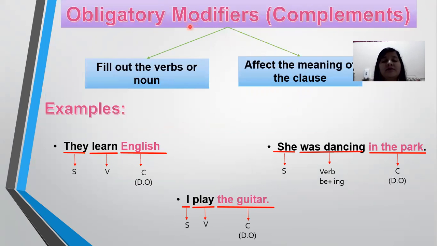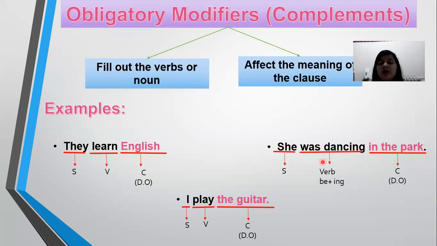Obligatory modifiers. As you can see here in this map, mandatory modifiers fill out the verbs or nouns by completing the syntax and the meaning of the phrase or clause. Moreover, if we remove the complement, it can affect the meaning of the clause. For example, they learn English. They is the subject, learn is the verb, and English is the complement. English is the direct object because it is necessary to know what they learn.